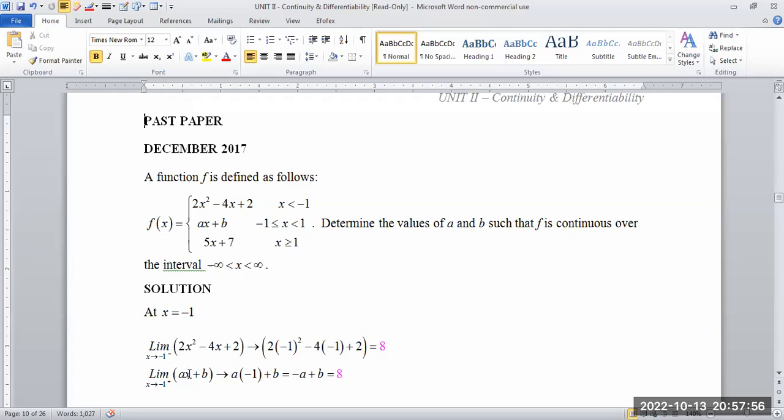So that means that this function to the right, the limit to the right of -1, also has to be equal to 8. If it is not equal to 8, it means it is not continuous. But the question says to determine the values of A and B. So the question says, make it continuous.